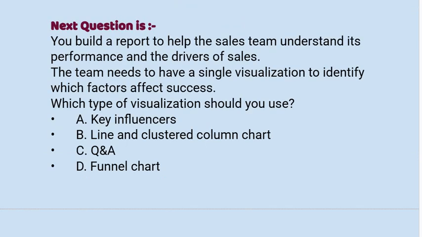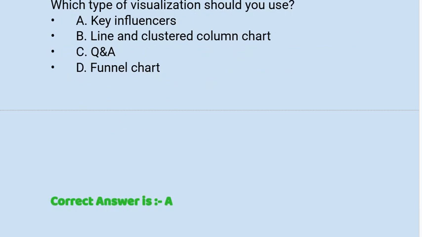Question is you build a report to help the sales team understand its performance and the drivers of sales. The team needs to have a single visualization to identify which factors affect success. Which type of visualization should you use? Option A key influencers. Option B line and clustered column chart. Option C Q&A. Option D funnel chart. Correct answer is option A.